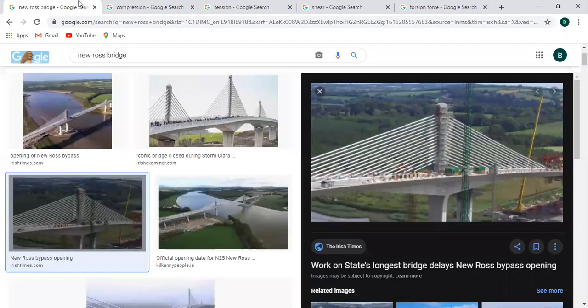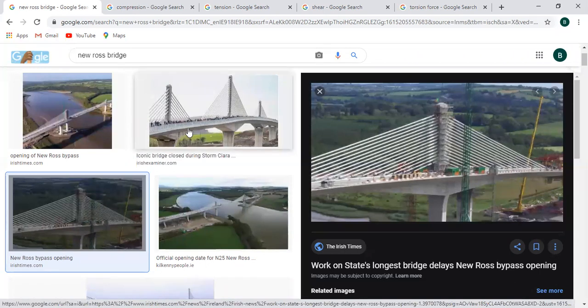If we come back to the New Ross Bypass Bridge, the example of tension on this is the steel cables which are holding up the middle of the bridge. So you can see that the large spans here, the middle of the bridge is being held up by the steel cables coming from the top of this central pillar. Those steel cables are in tension and they're being pulled apart. Steel is really, really good in tension. So when the pressure comes on this, the steel goes into a force of tension and it holds the middle of the bridge from dipping or falling down.